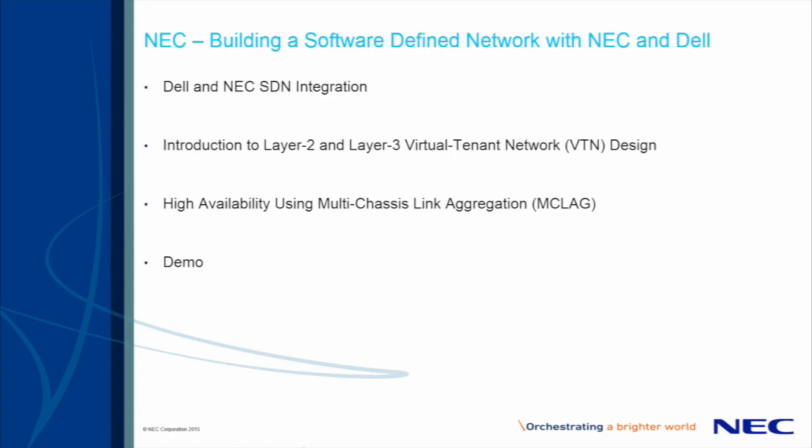In this video, we illustrated how to build a software-defined network with NEC and Dell in 4 steps. First, we showed the high-level integration between Dell OpenFlow switches and the NEC ProgrammableFlow Controller, or PFC. Second, we introduced how to design and deploy Layer 2 and Layer 3 virtual tenant networks, or VTNs, using NEC's PFC. Third, we covered some of the high availability features supported by the Dell and NEC integration, namely MCLAG, or multi-chassis link aggregation. Finally, we concluded by illustrating a demo of an SDN using NEC's PFC and Dell OpenFlow switches.